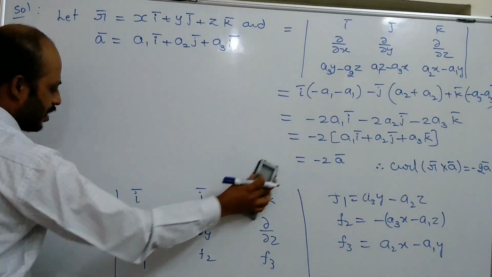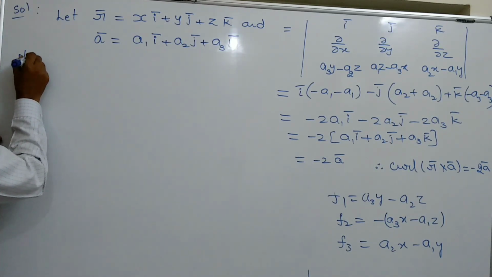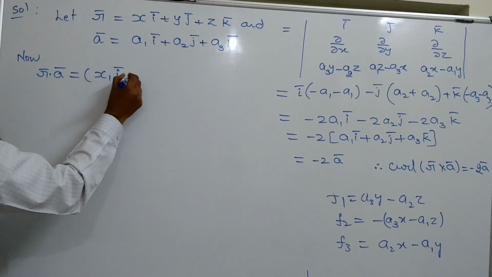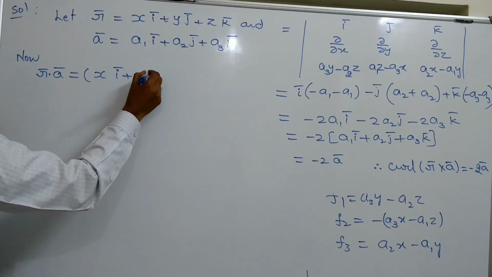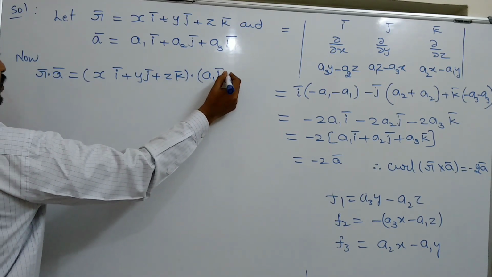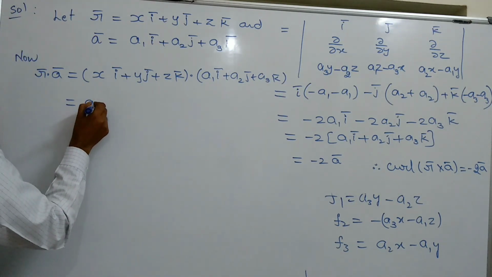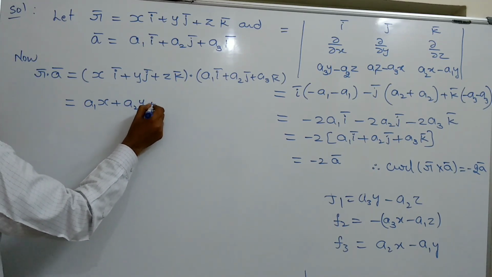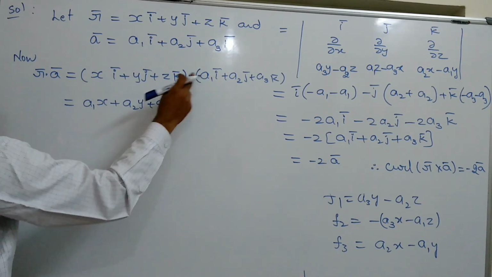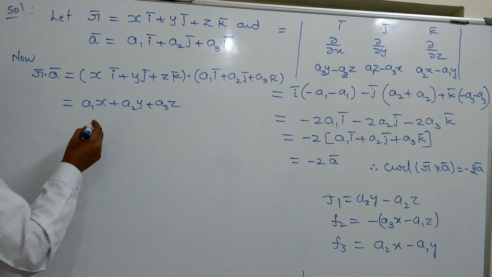Gradient of r bar dot a bar. First we find r bar dot a bar. Now calculate r bar dot a bar: x i bar plus y j bar plus z k bar dot a1 i bar plus a2 j bar plus a3 k bar. This gives a result of a1x plus a2y plus a3z. It is very trivial because it is a dot product. I bar dot I bar, j bar dot j bar, k bar dot k bar are 1. Remaining dot products become 0. Let it be some phi.